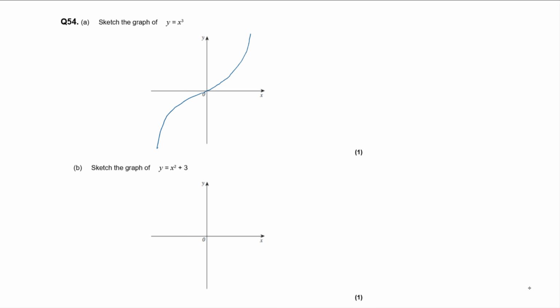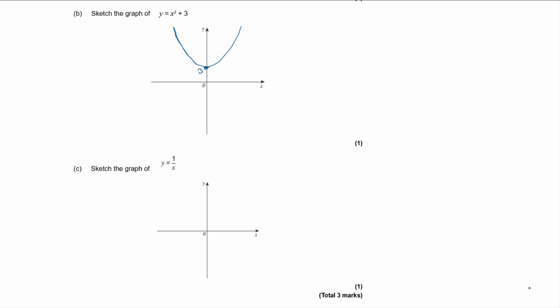So x squared plus 3. x squared would be a parabola through the origin like that, but we're going 3 units up, so we're going to get a parabola that's been shifted 3 units upwards. Something like that.